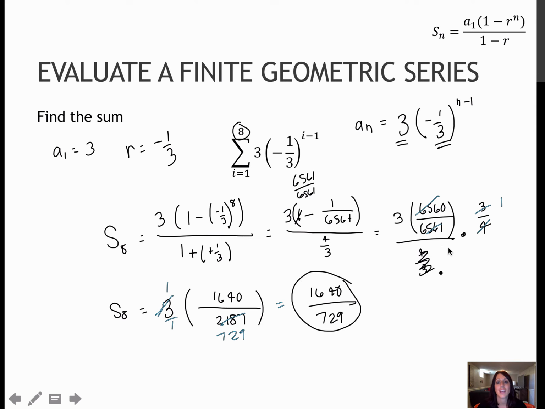So this is kind of a mess, and yet it's so much better than actually writing out the first 8 terms and then finding the common denominator and then adding all of them together.